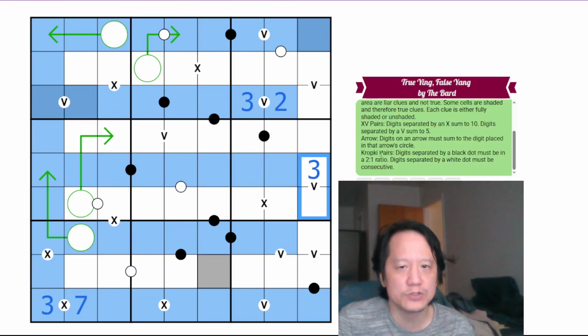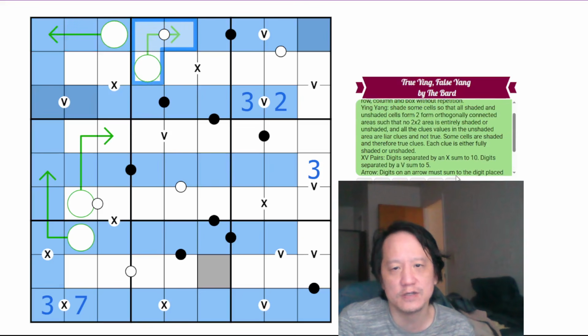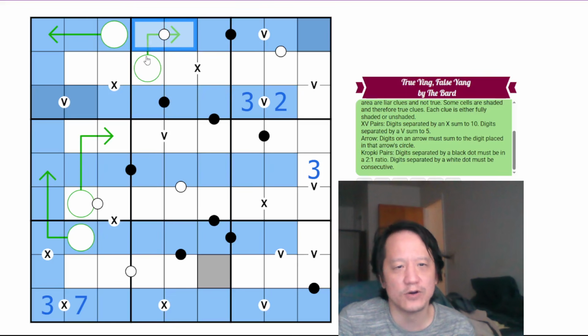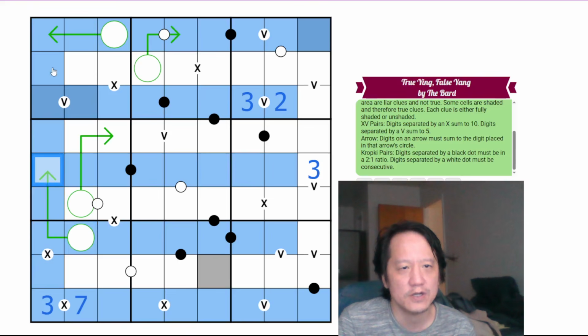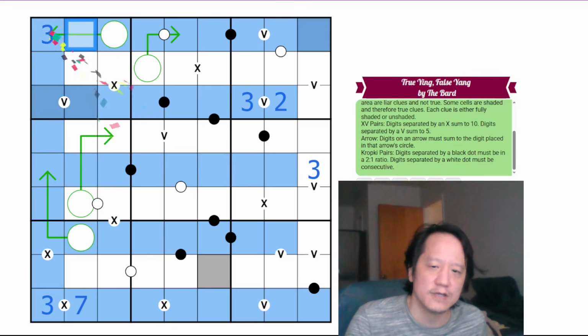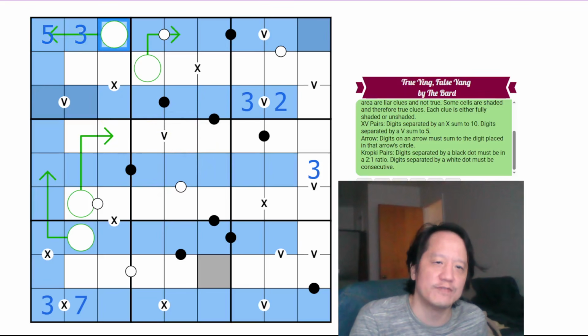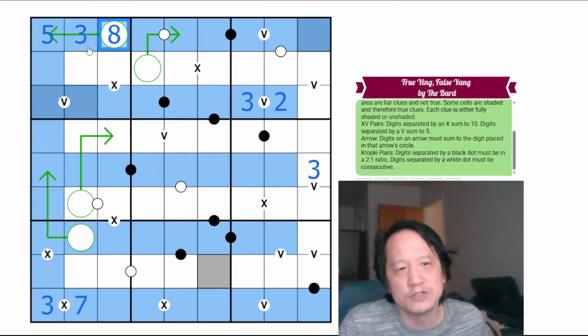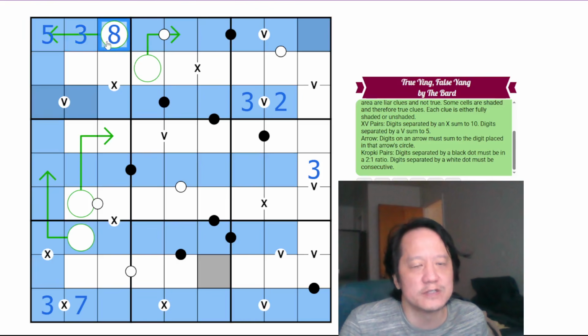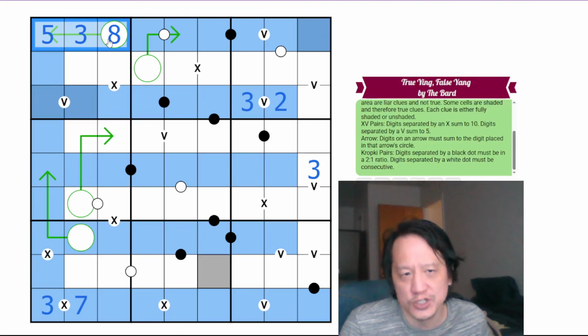We have arrows, where digits on an arrow must sum to the digit placed in that arrow's circle. And again, they are all going to be part of the same region. So if they had an arrow where these were correct, they would add up to that digit, but again, we don't know. So these are all in the same region. If we had 5 and 3 here, this would have to be 8, because the 2 digits on the arrow must add up to 8, because they are all in the shaded region.